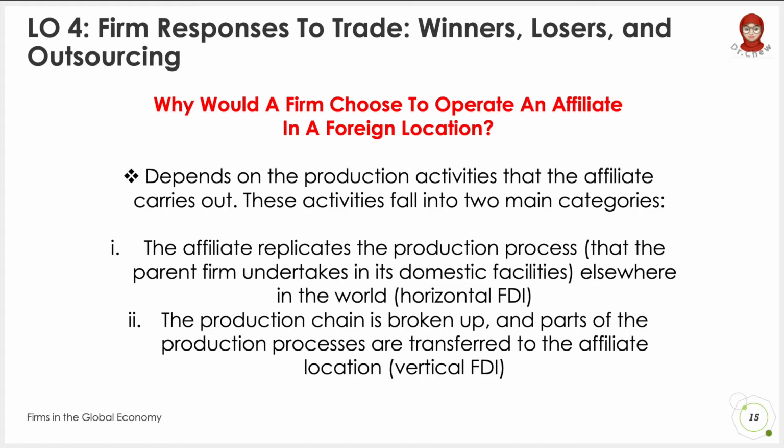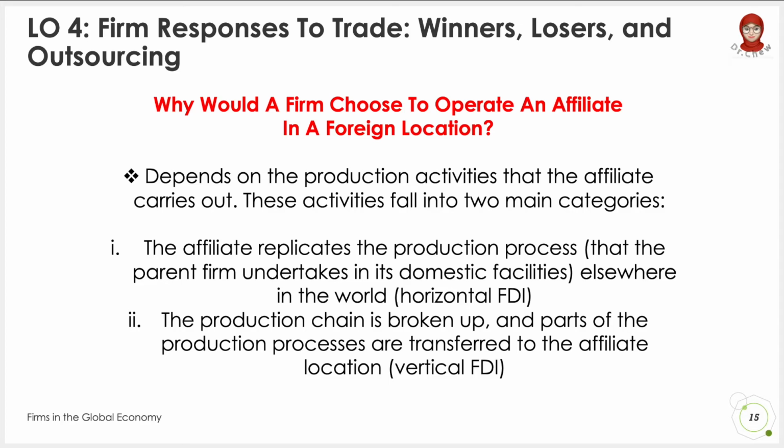In the previous lesson, we discussed that certain locations have advantages over others. Recall the example about China, which provides low-cost labor. We now discuss why a firm would choose to operate an affiliate in a foreign location. The answer depends, in part, on the production activities that the affiliate carries out. These activities fall into two main categories.